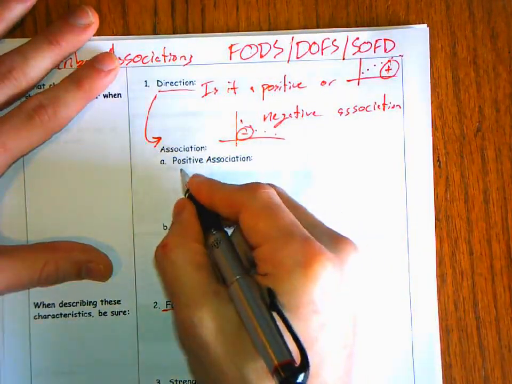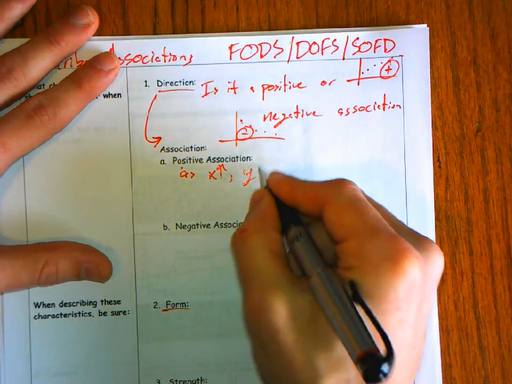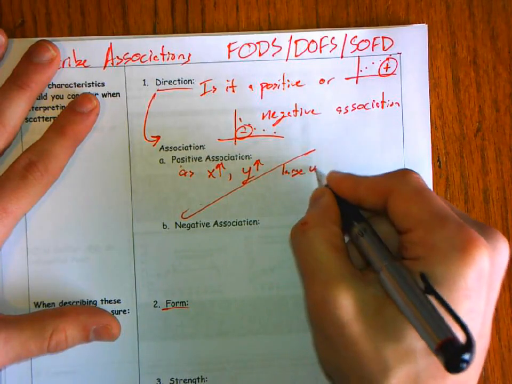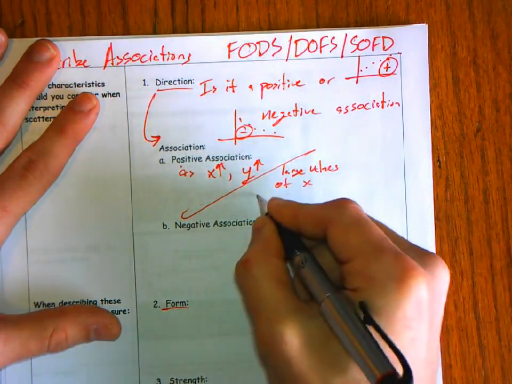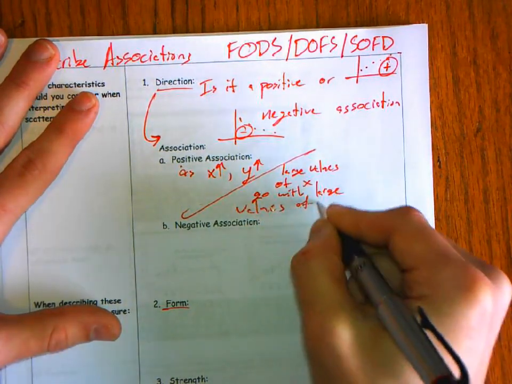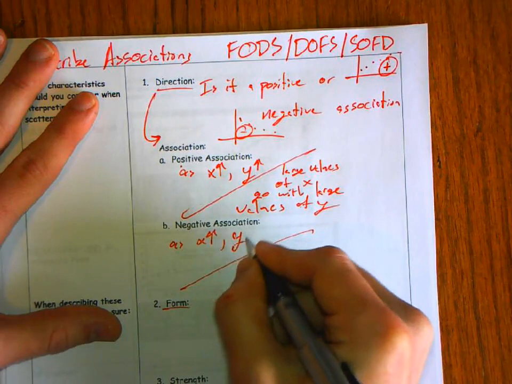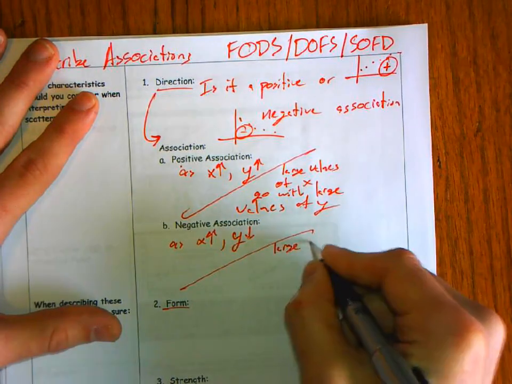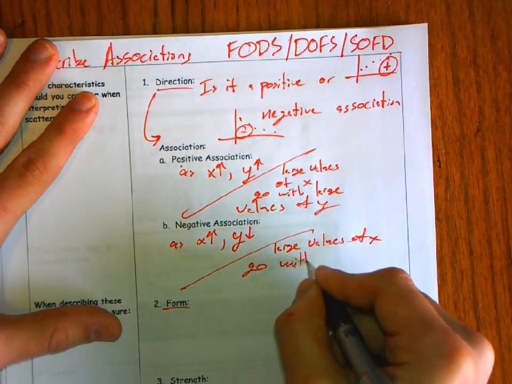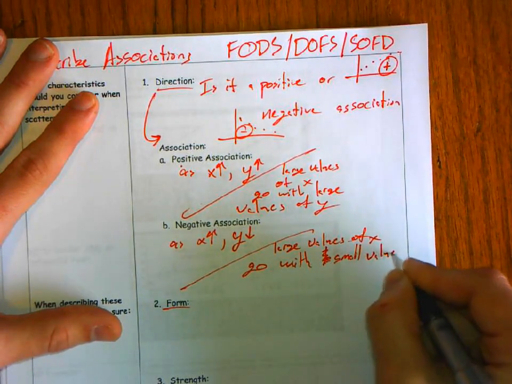Is it going up? Is it going down? Positive association: as X goes up, Y goes up. Another way you could say it is large values of X go with large values of Y. Conversely, negative association: as X goes up, Y goes down. You could say large values of X go with small values of Y.